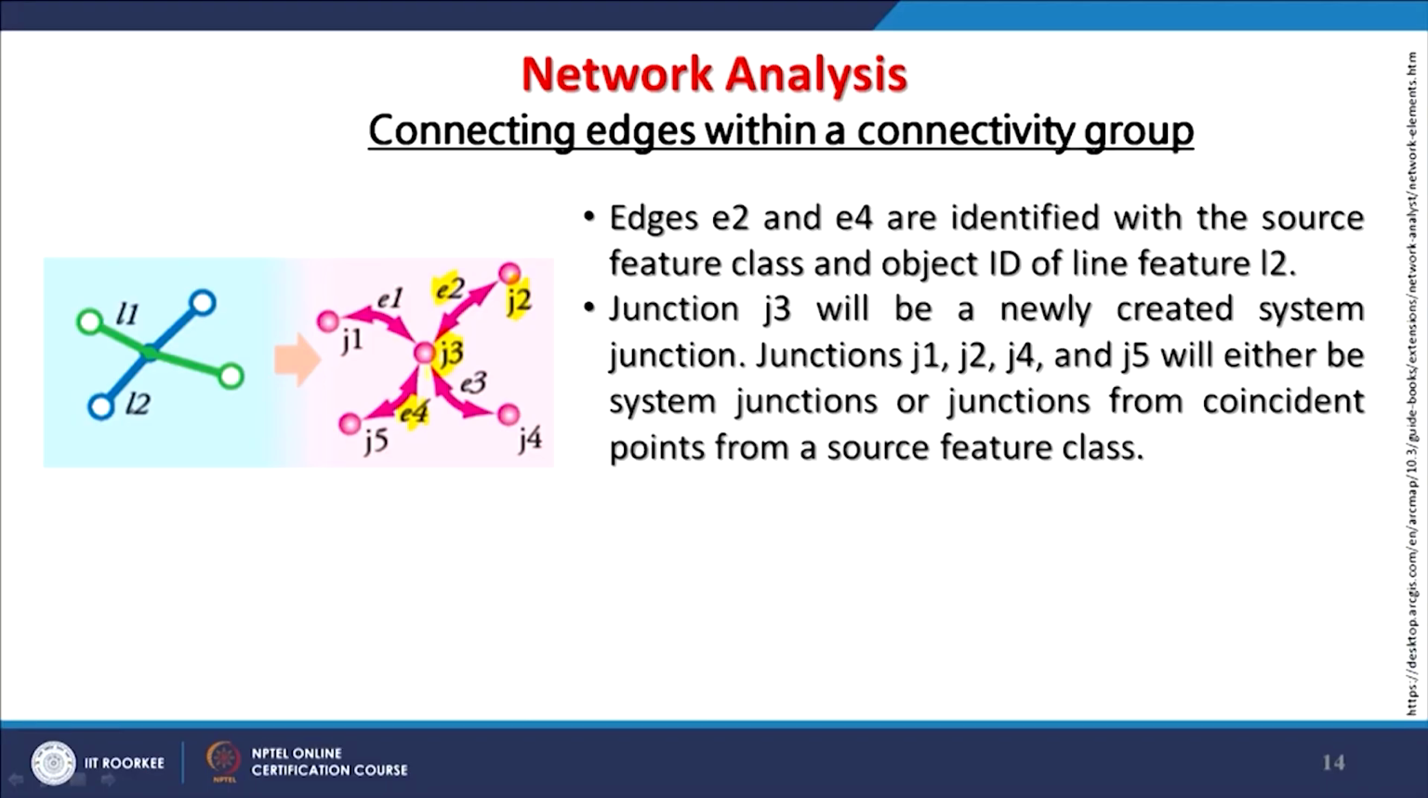So, the system may create this one depending on our information, and then we will have the junctions J1, J2, J3, J4 and J5. So, 4 are the end vertices and one, J3, is the cross vertex, and that is truly a junction, otherwise these are the terminals. But anyway, from a network analysis point of view, these are also called junctions because they may have connectivity with other networks. So, that is why they are called junctions, or this is the junction from a coincident point from a source feature class.